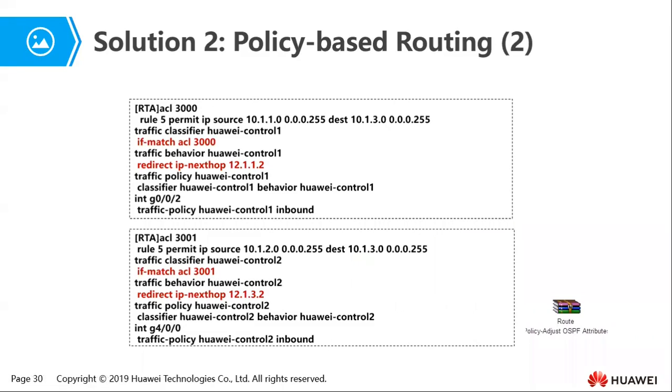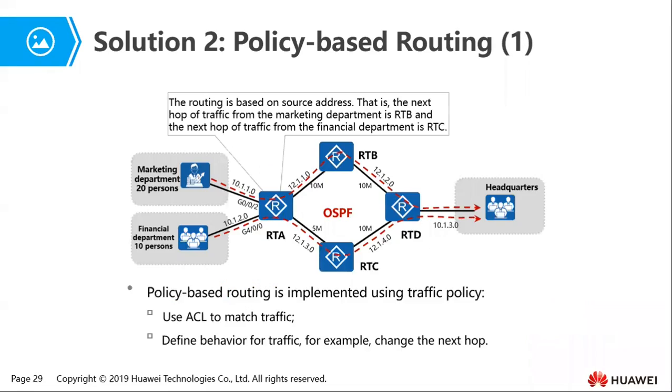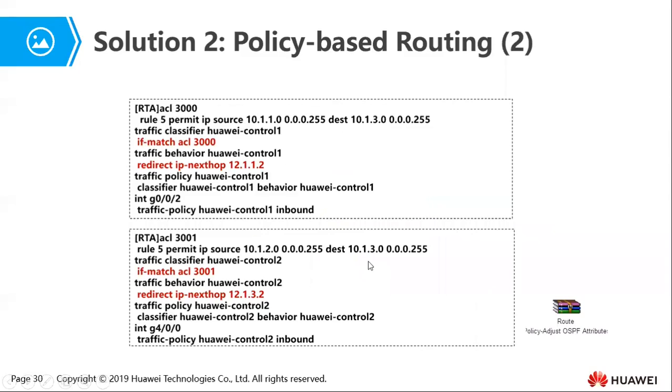So let's look at an example here. In RTA, remember what we want to implement here is that packets from the marketing department go through RTB, and packets from the finance department go through RTC. So how do we configure that? In RTA, we can create an advanced ACL 3000. We permit packets from 1.1.1.0, which are packets coming from the marketing department, if they are going to the headquarters 3.0 network.